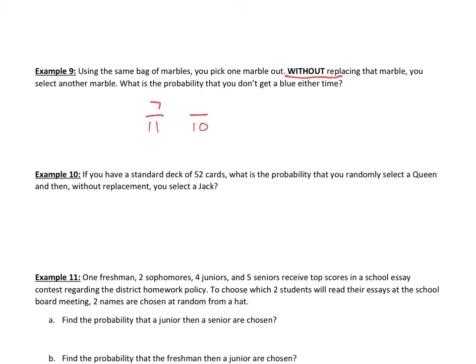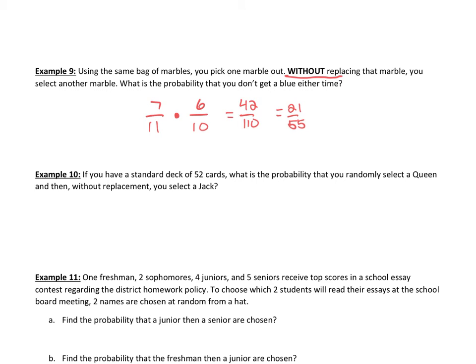And then what we're assuming here is that if we don't get a blue on the first one, that means there is one less up top as well. Then we can use our calculation from there to say that's 42 out of 110, which will simplify to 21 out of 55 chance.